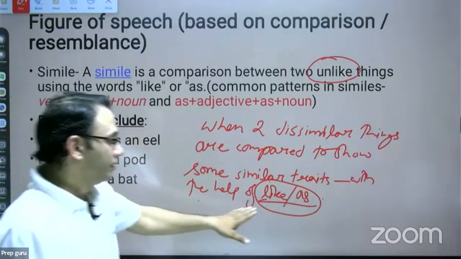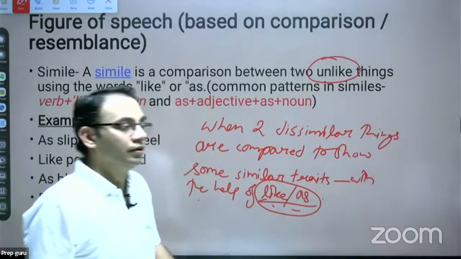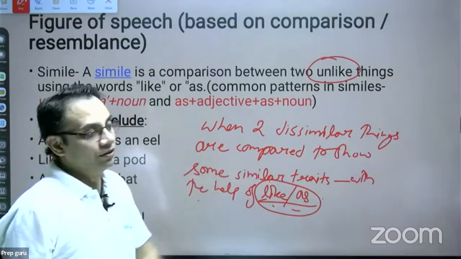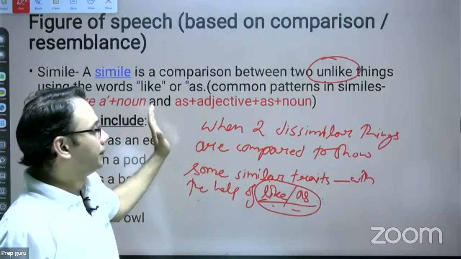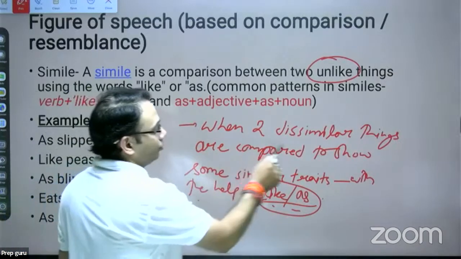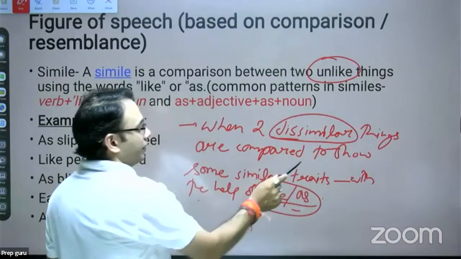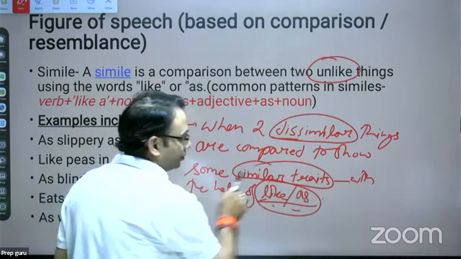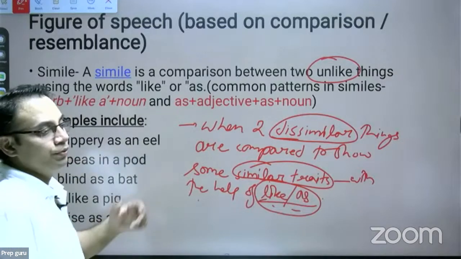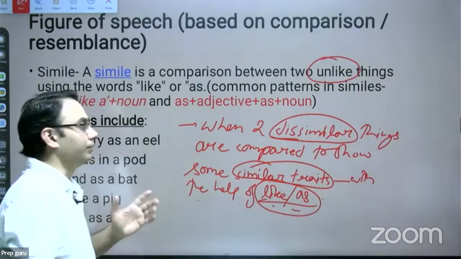When you are using the word like or as in your comparison part, then it would be what? Simile. But see the definition. When two dissimilar things are compared to show some similar traits, to show some similarity, then it would be a case of simile. See the example.